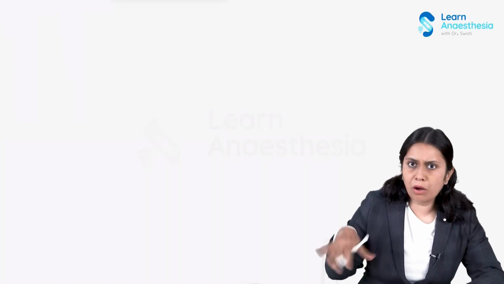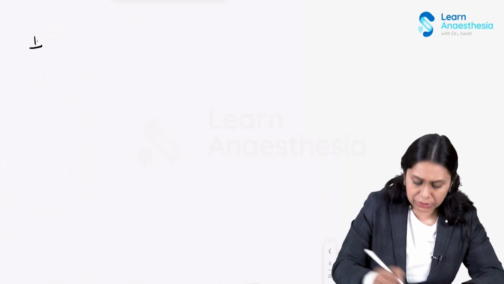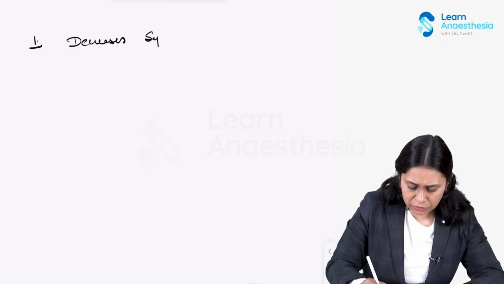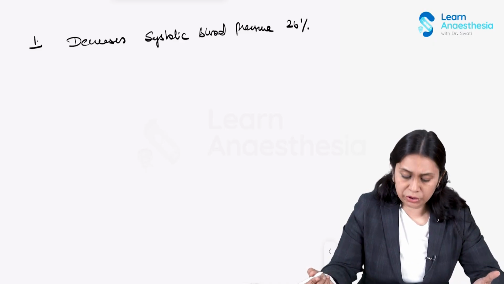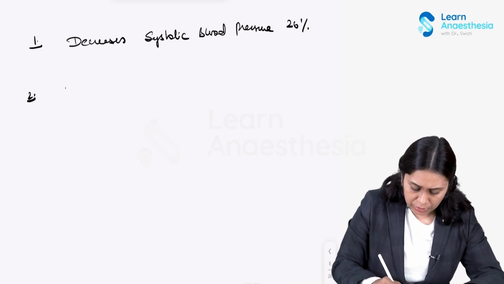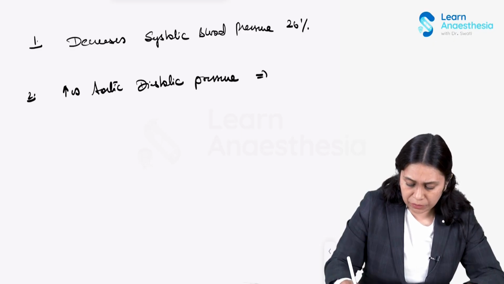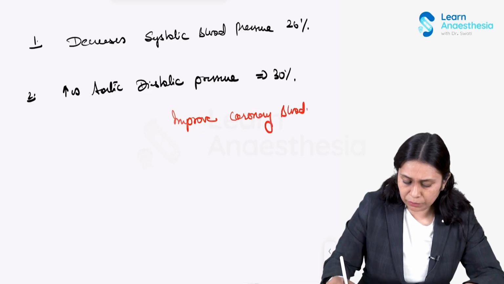Okay. Now, because of these two main benefits, what is the effect on hemodynamics? The first effect is that it can decrease the systolic blood pressure by 20%, and increase the aortic diastolic pressure by 30%, and this will definitely improve the coronary blood flow, right? This will improve the coronary blood flow.